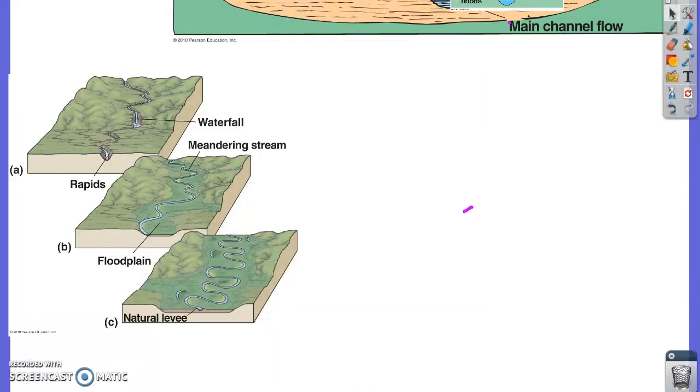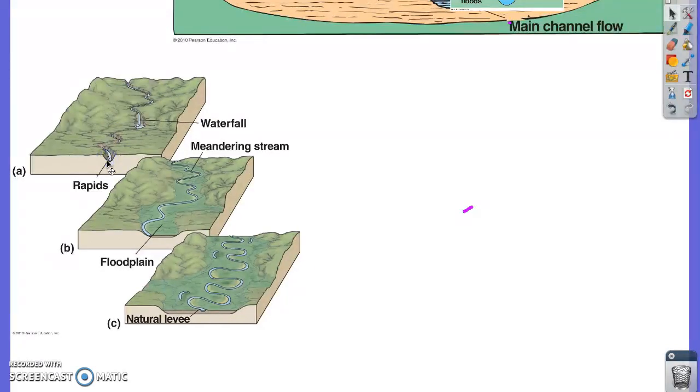Now, once again, early stages tend to be faster, going from higher elevations. They tend to have what we call a V-shape. If you were to take a cross-section of the channel, it would be a V-shaped channel. As they get older, you can't see it as much here, but they tend to have more of a U-shape.